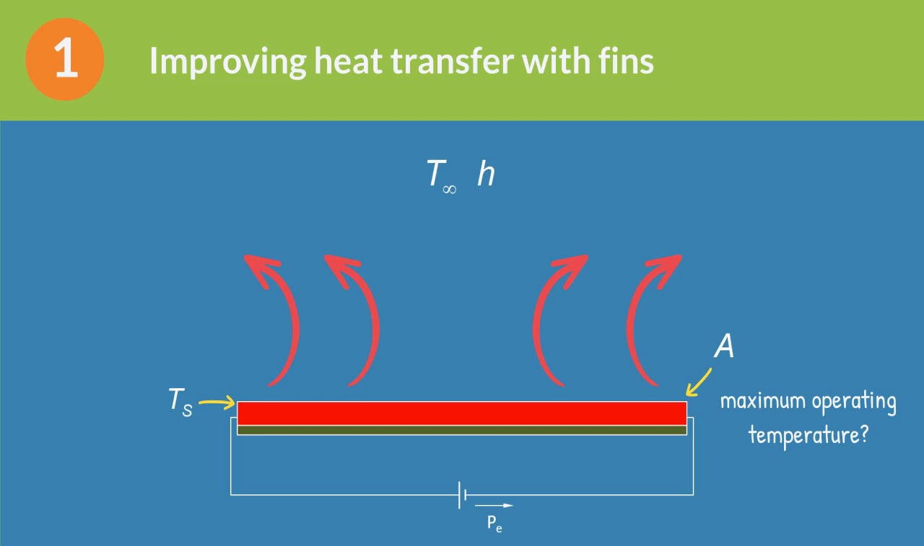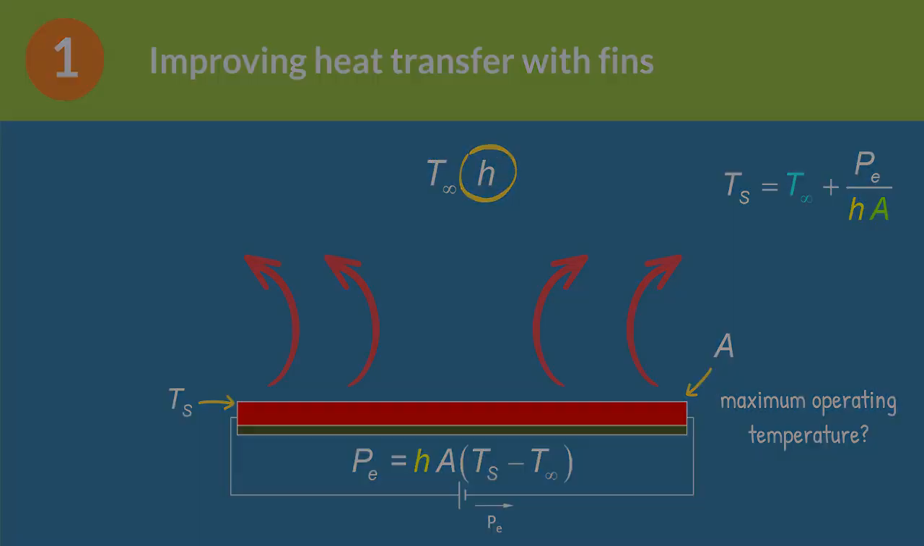Let us start thinking on how to improve the chip refrigeration. Recall that in a steady state, the electrical power consumed equals the heat dissipated by convection. Using Newton's law, we can write the surface temperature as a function of the other parameters. Decreasing the refrigerant temperature can only be done in very specific applications. In general, the coolant is air at room temperature.